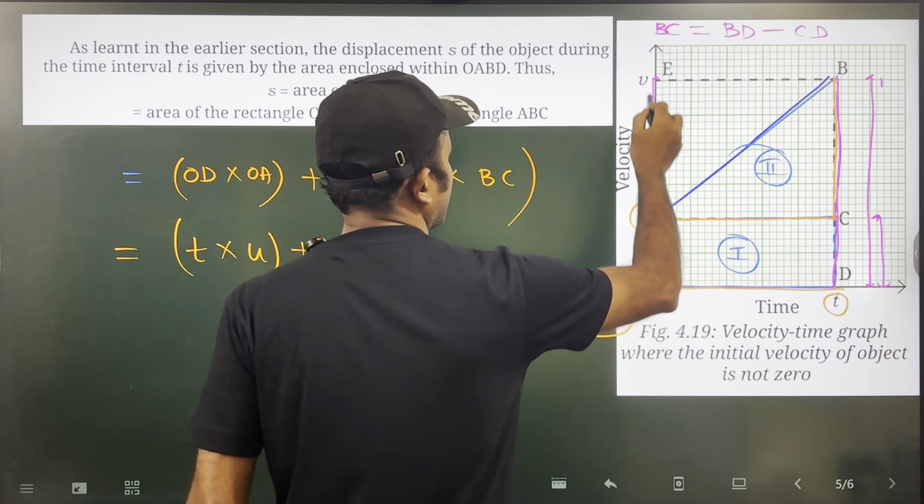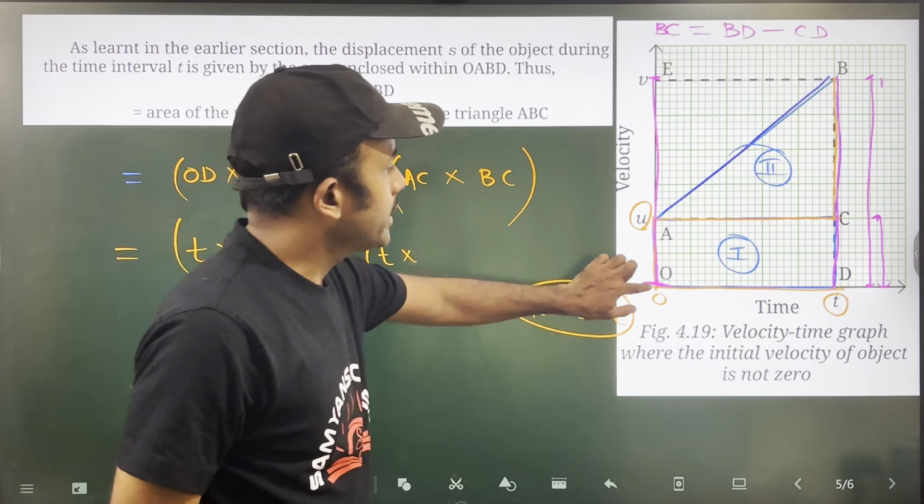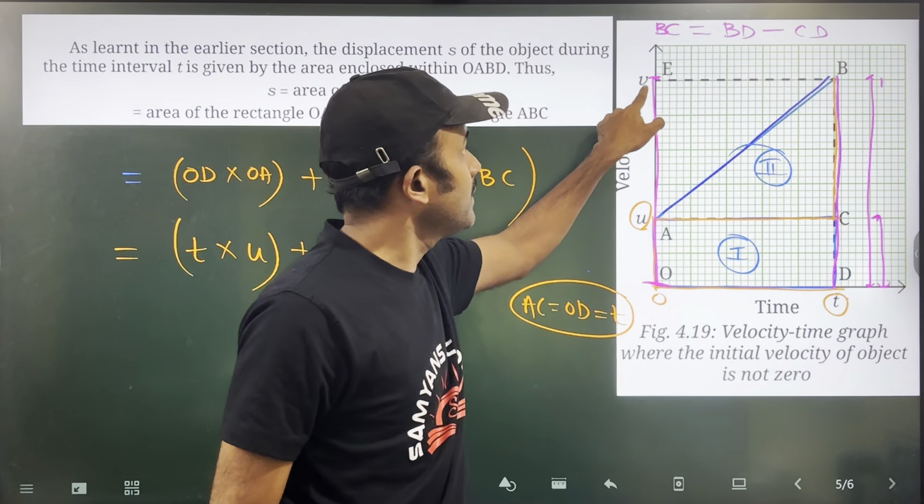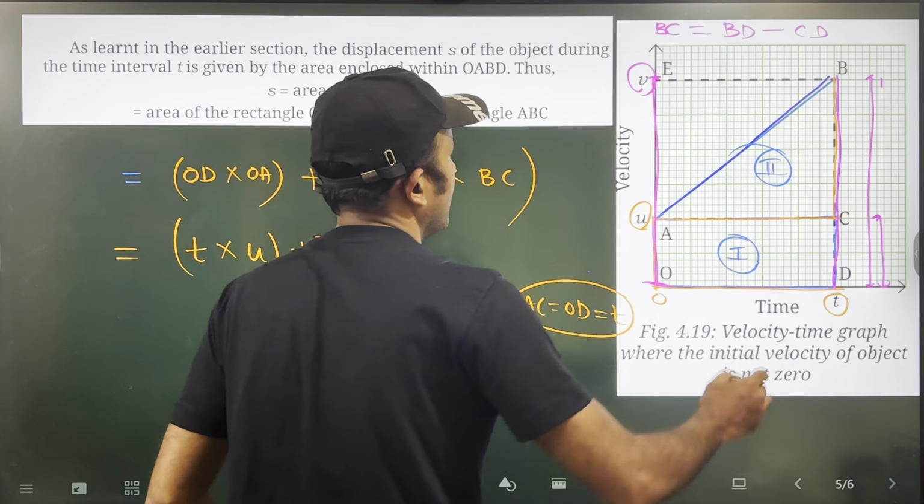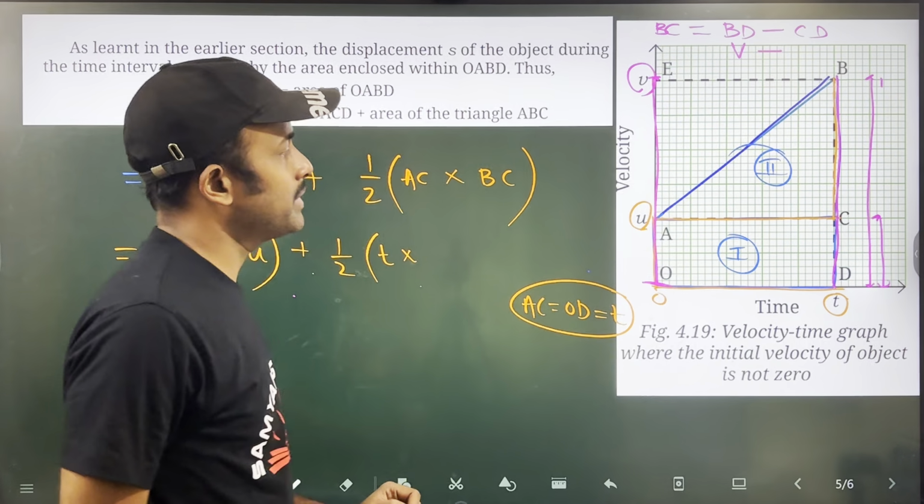See, this total length gives the velocity value. That is the value of OE. OE is equal to BD. The BD value gives you velocity, final velocity. So BD value we can replace with V, and CD value we can replace with U.